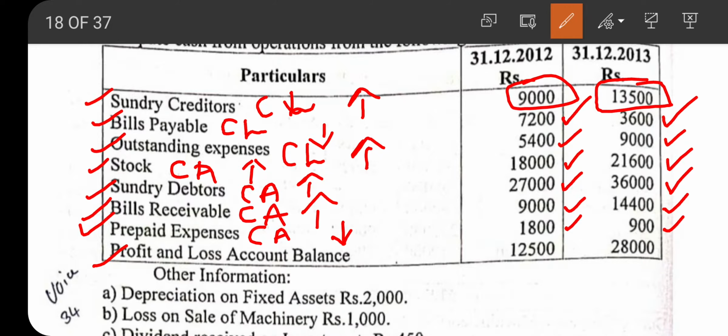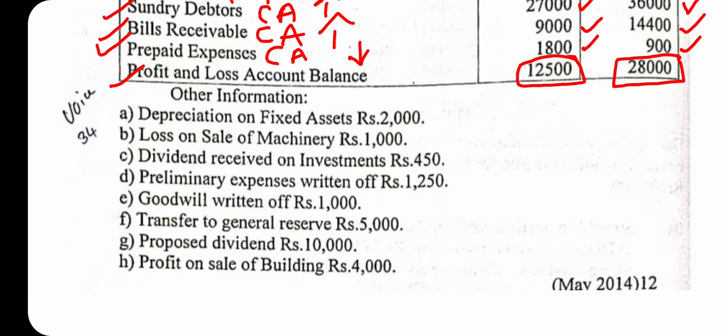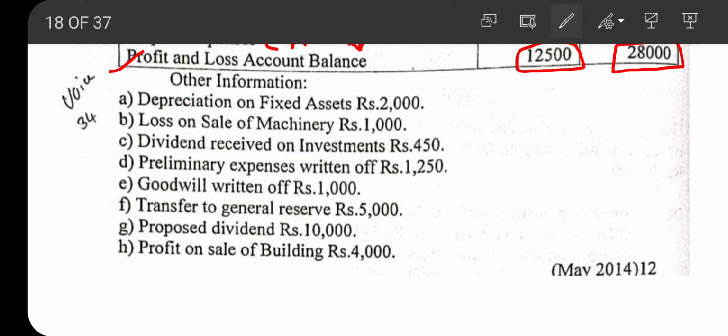At the end they have given you the profit and loss account balance. 12,500 is the opening balance and 28,000 is the closing balance. They have given you the additional information.